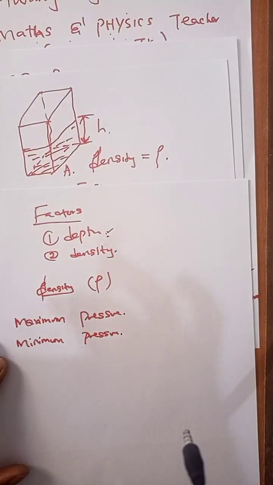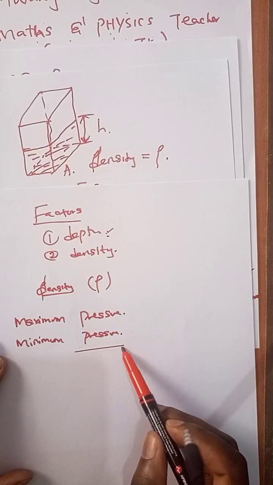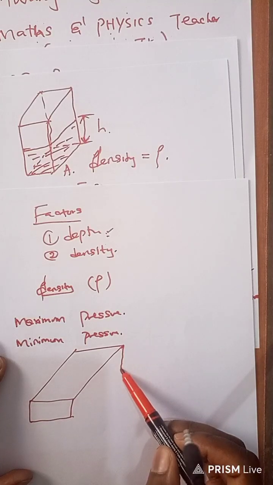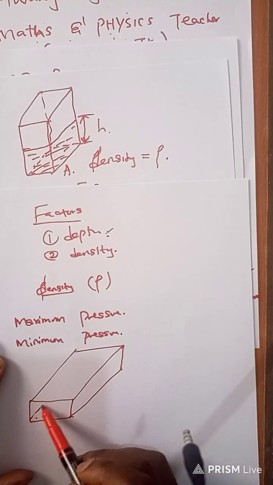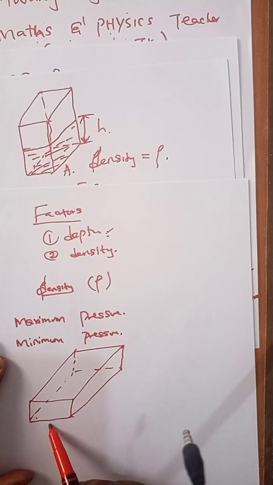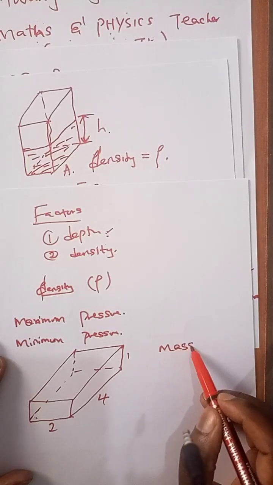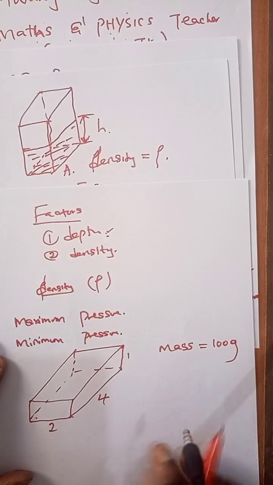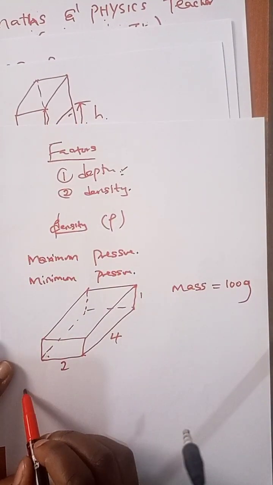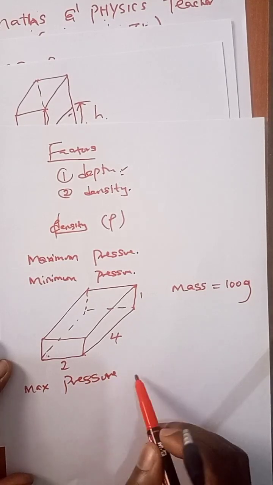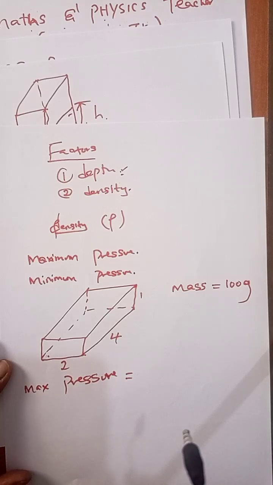So when do we talk about maximum and when do we talk about minimum pressure? Let's take, for instance, a cuboid in the shape of a matchbox with the dimensions 2, 4 and 1, and we are told that its mass is 100 grams. We are to determine maximum pressure and minimum pressure. We start with maximum pressure.